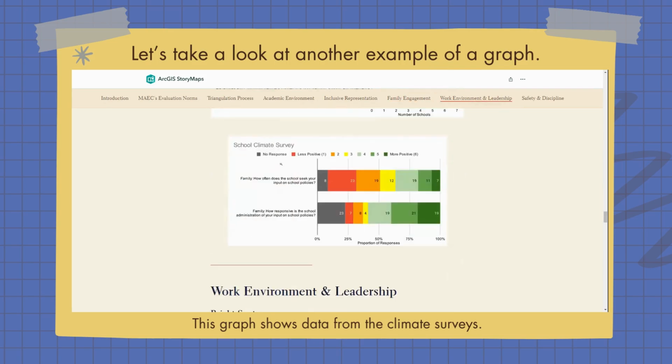There are 2 climate survey questions that connect to family engagement on the left side. The bars show the percentage of people who responded to the survey rated the item from less positive in red to more positive in green.